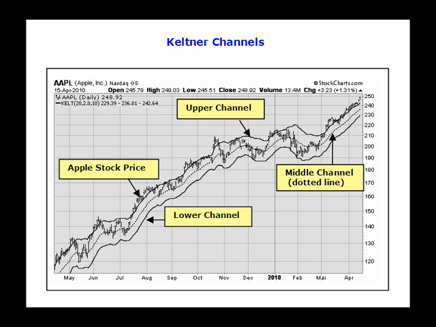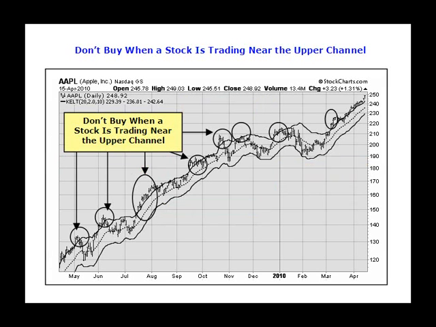So the Keltner channels function basically as overbought, oversold indicators. The stock price is plotted against the upper channel and the middle channel and lower channel. And if the stock price gets up near the upper channel or trades above the upper channel, it's an indication that the stock is overbought. And if the stock trades near the lower channel, it's an indication that the stock is becoming oversold.